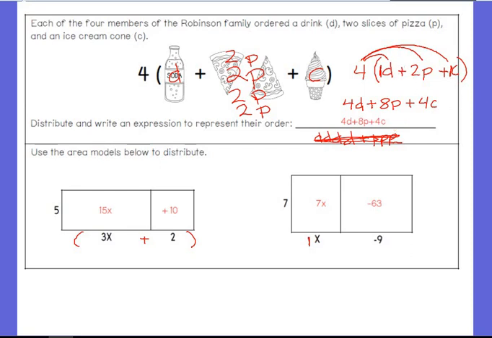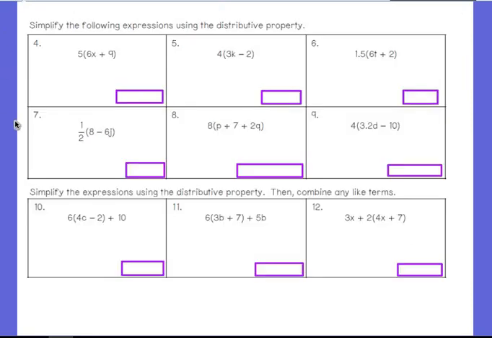Alright, flipping to the back side. I'm going to do a few problems here. I'm going to do number 4. And I have just regular old distributive properties. I'm going to distribute. I have 2 terms inside my parentheses. I'm distributing my 5 out.